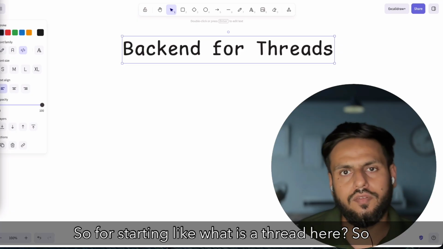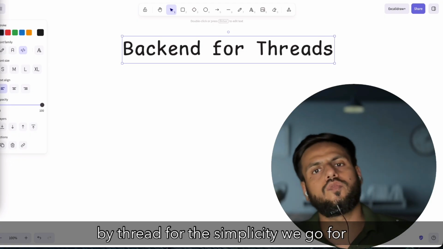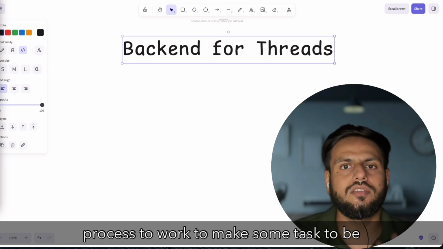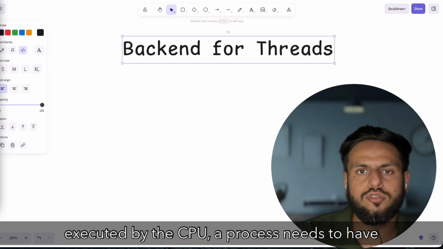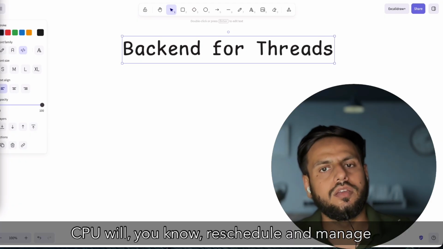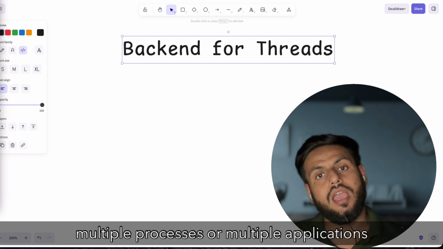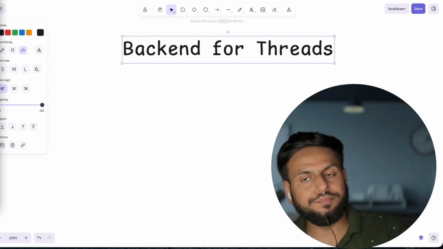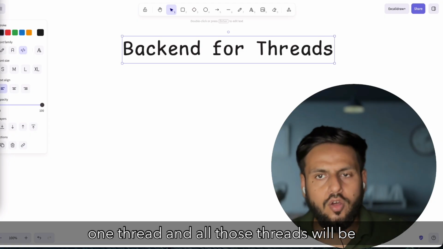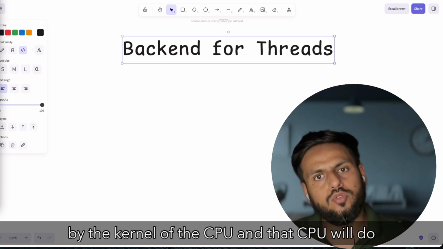So to start, what is a thread here? For simplicity, think of a thread as a unit of a process. For a process to make some task be executed by the CPU, a process needs to have at least one thread. Then that thread is rescheduled and managed by the CPU. So if our server has multiple processes or applications running, all those processes will have at least one thread, and all those threads will be registered by the kernel or the CPU, and the CPU will do the scheduling.